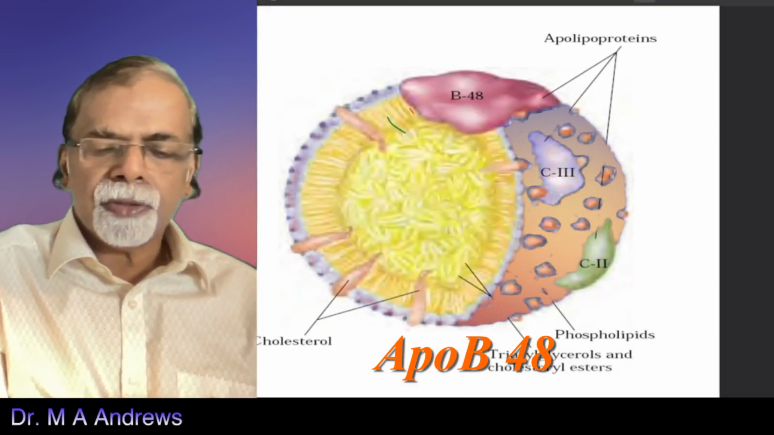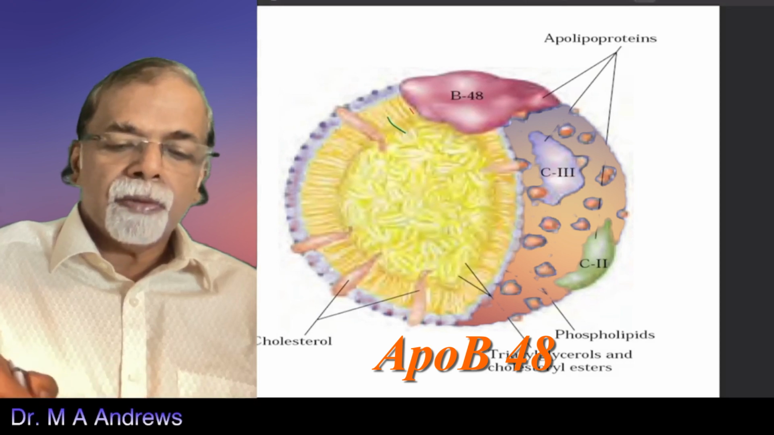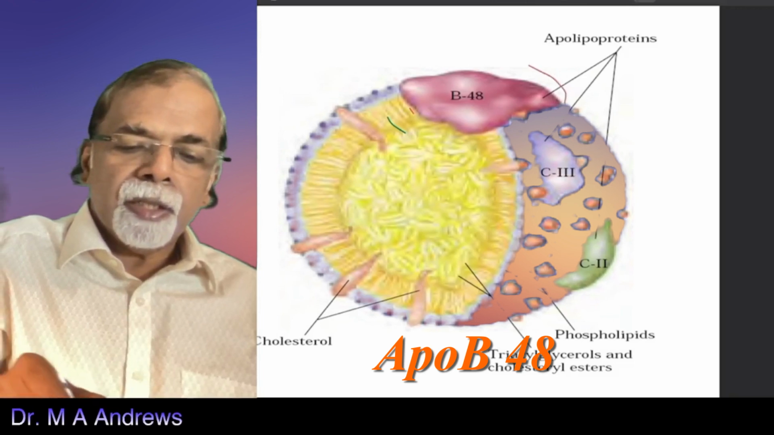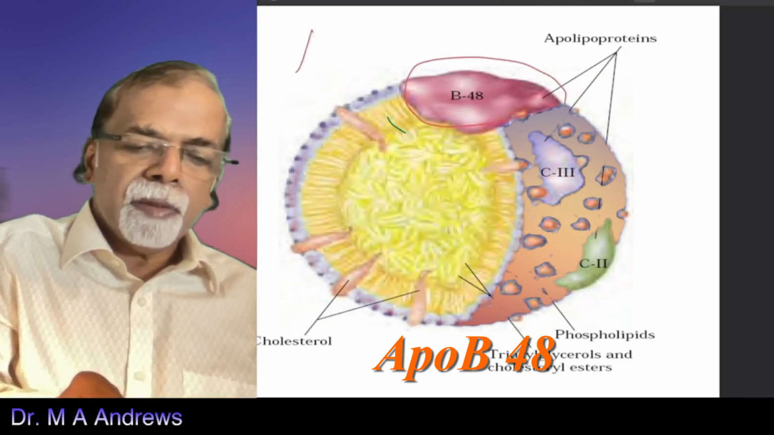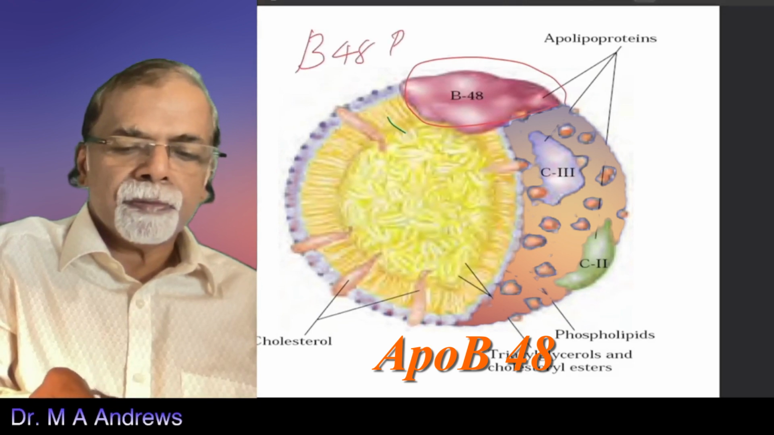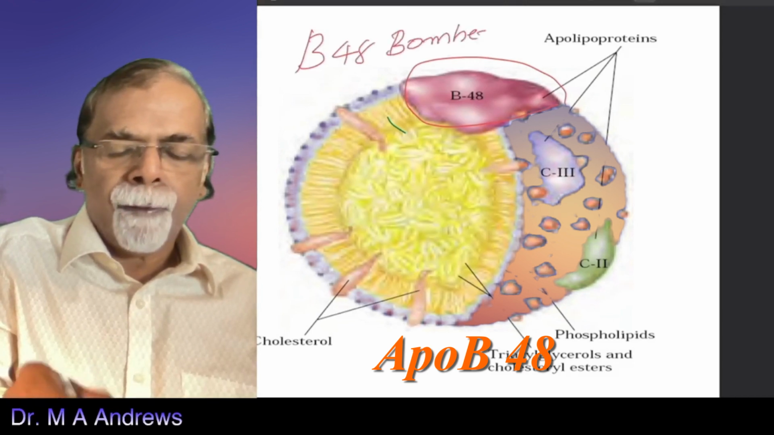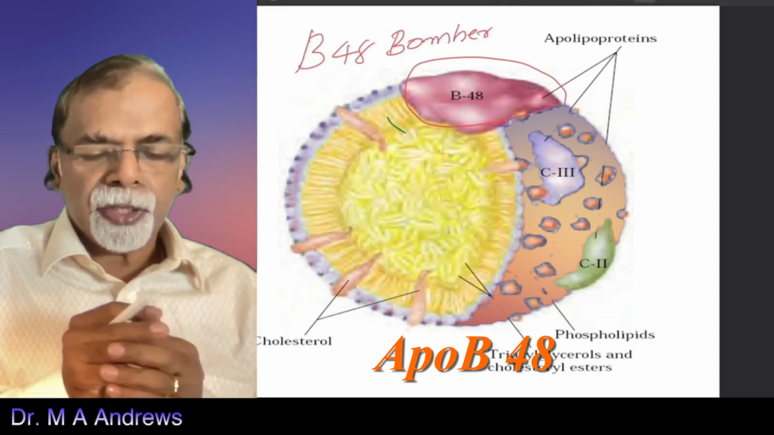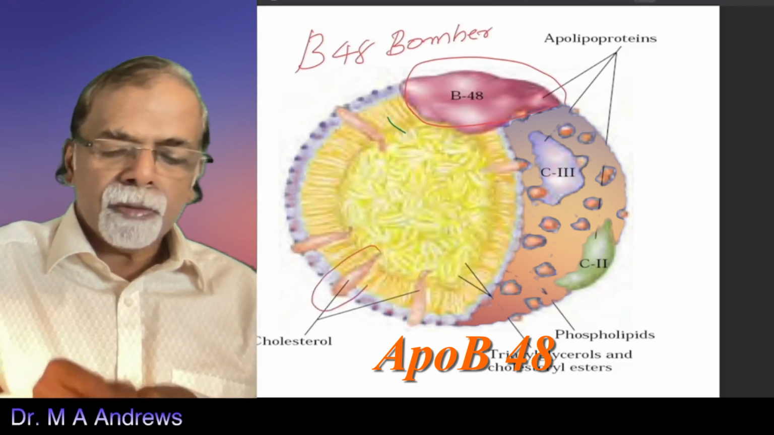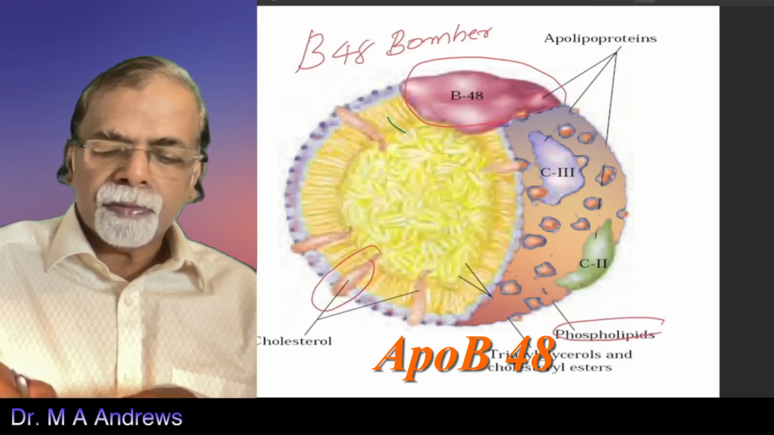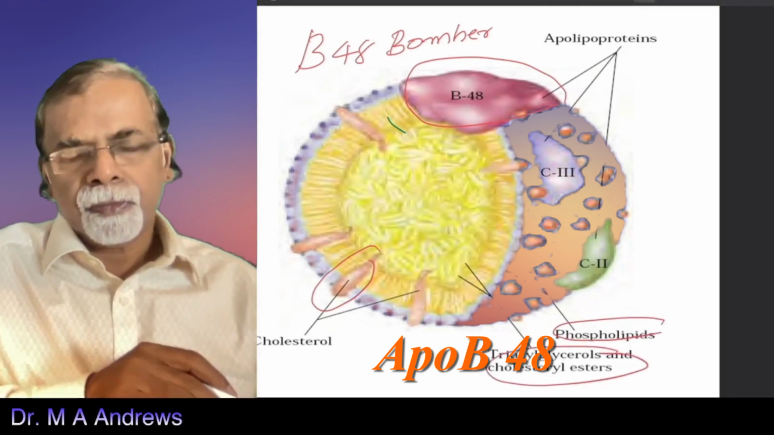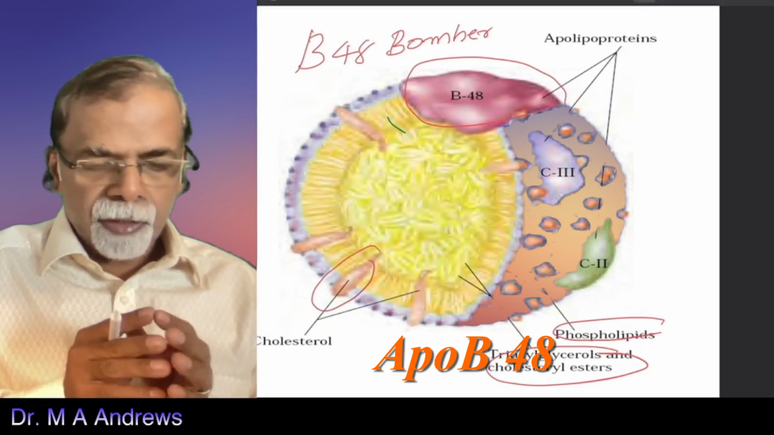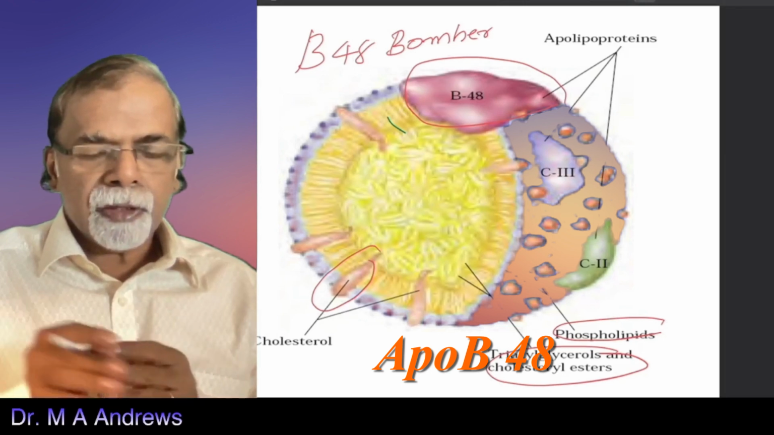This is a larger picture of the chylomicron. You can see the typical lipoprotein, the B48. You can remember by the B48 bomber. So for the chylomicron to pass out, this ApoB48 is required. It contains cholesterol, phospholipids, and triglycerides. So this is the major lipoprotein by which fat is transferred from the small intestine.